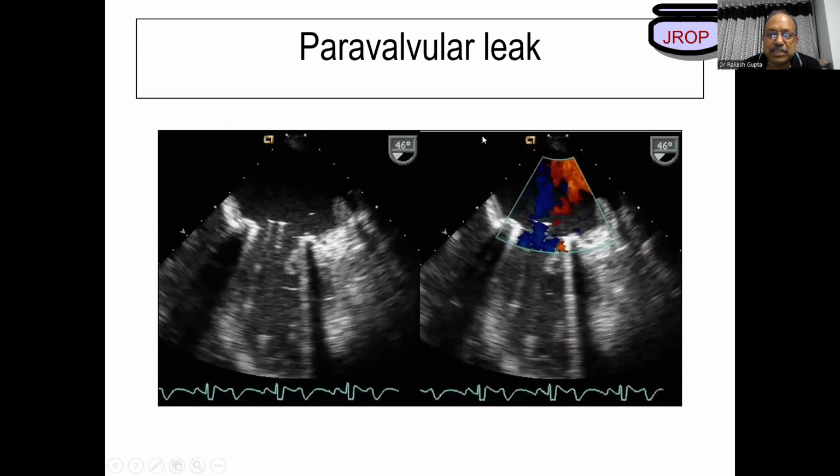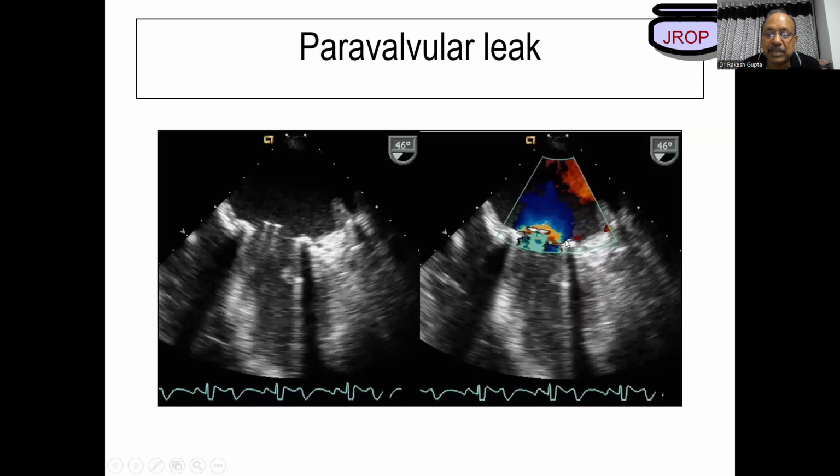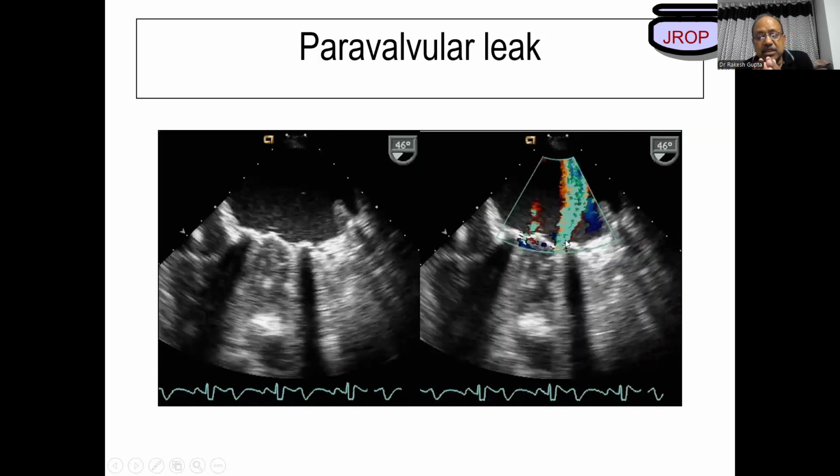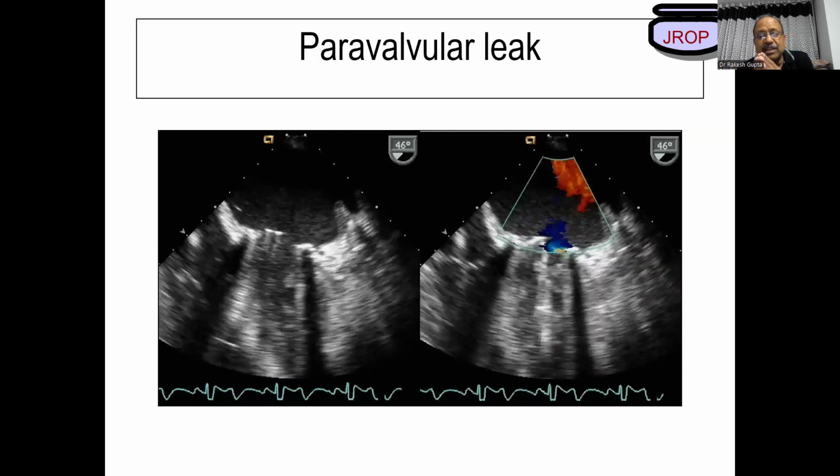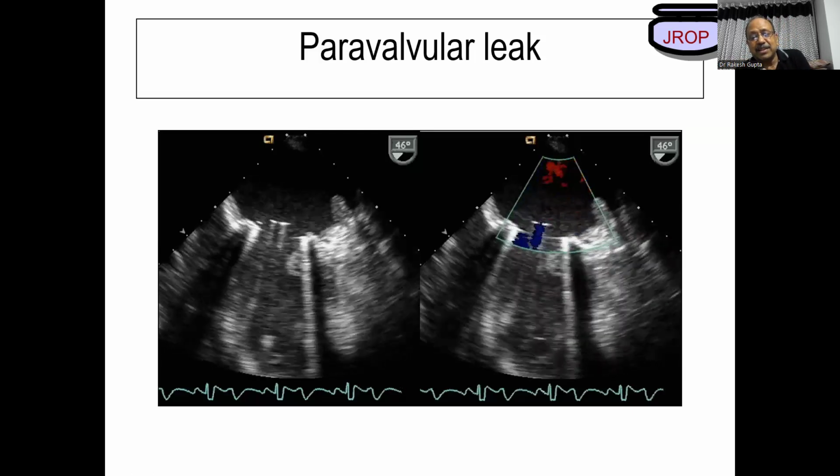But this patient has got a significant paravalvular leak. This is a paravalvular leak, as if the disc sewing ring with the annulus has given way.